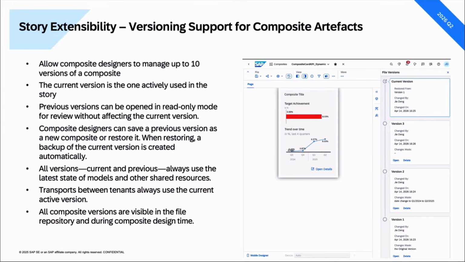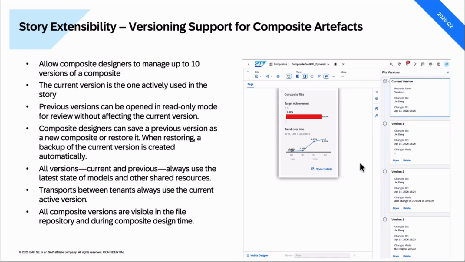Hello everyone, here I would like to introduce a highlight of the Q2 delivery: we are delivering versioning support for composite artifacts. With that feature, we will allow the composite designer to manage up to 10 versions of a composite. And the current version is the only active version used in the story. All the previous versions can be opened in read-only mode and reviewed without affecting the current version. And the composite designer can save a previous version as a new composite or restore it. When restoring, a backup of the current version is created automatically.